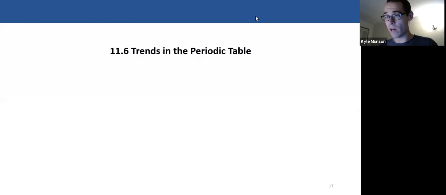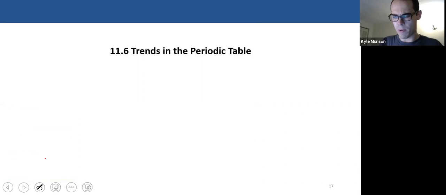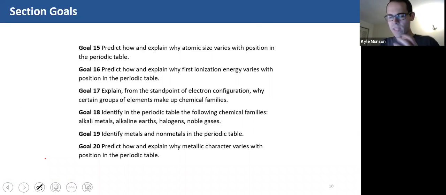Well, we're moving right along in chapter 11. Now we're going to be talking about trends in the periodic table. And there's a lot of goals for this section. We want to be able to explain things like ionization energy, atomic size, different things like that, and how it relates to the periodic table.